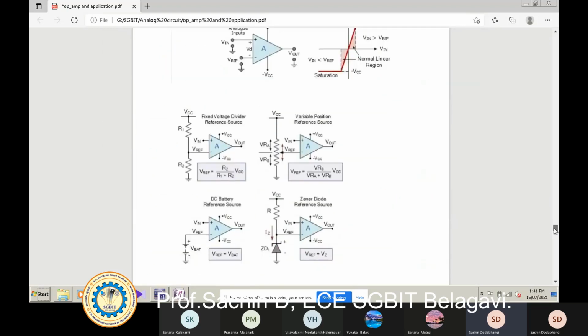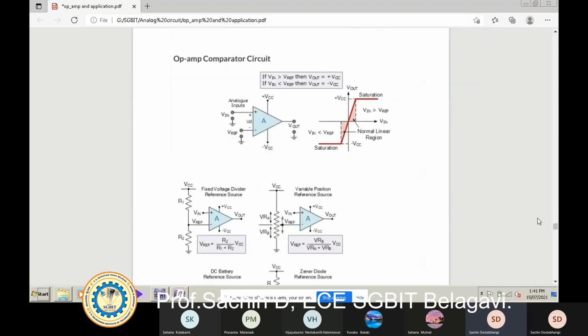Next and last topic is the comparator circuit. You can see this comparator circuit. As the name itself suggests, it is going to compare the two inputs.